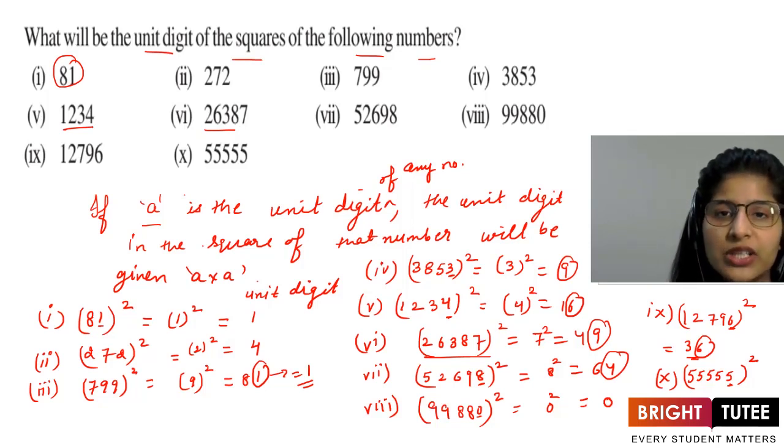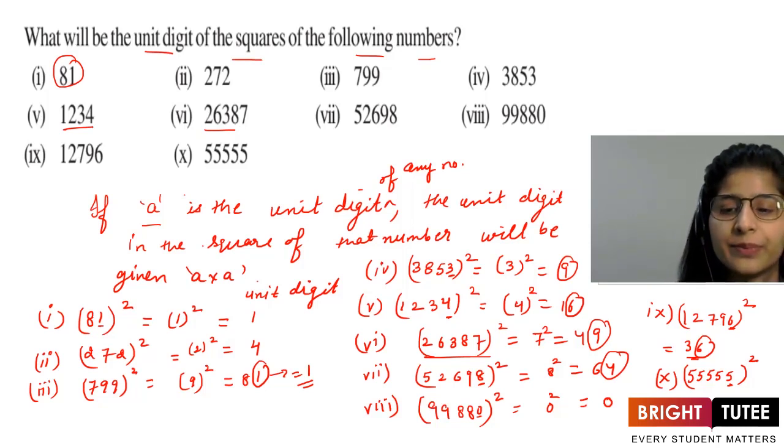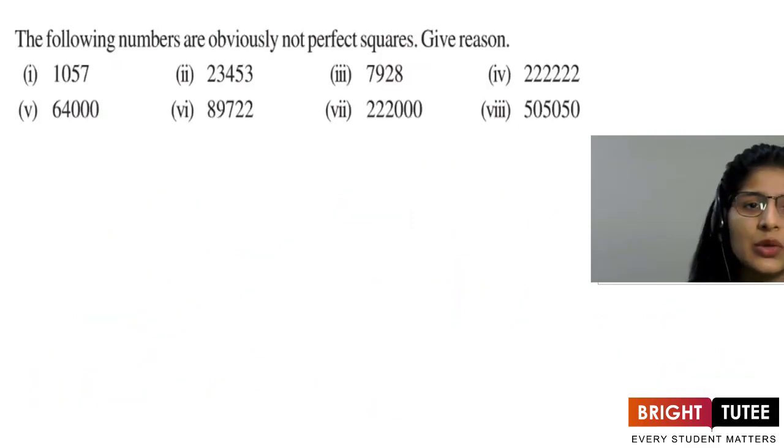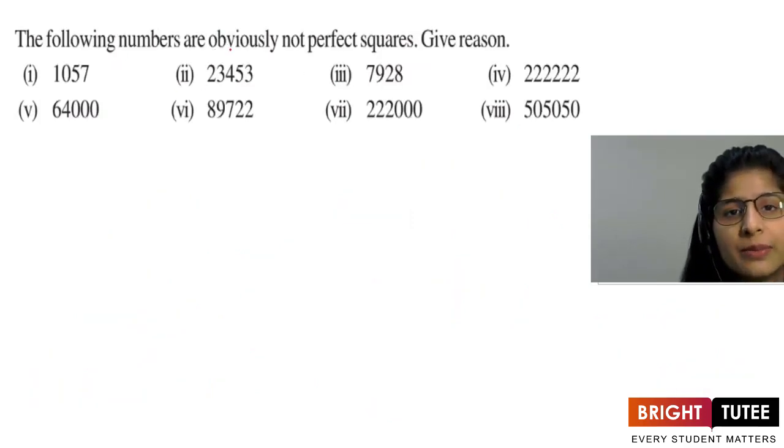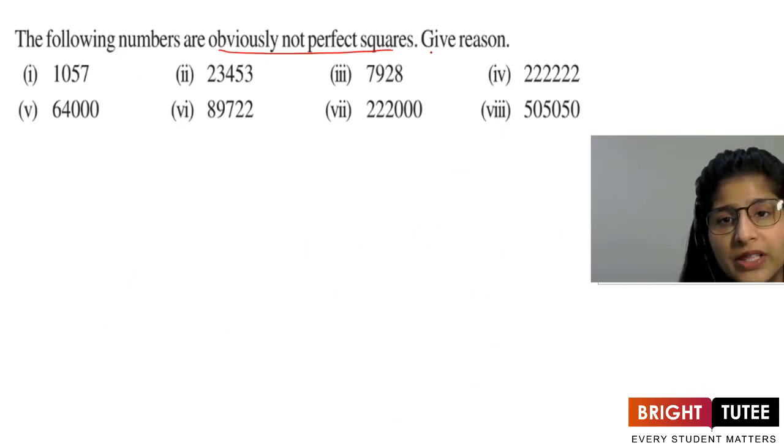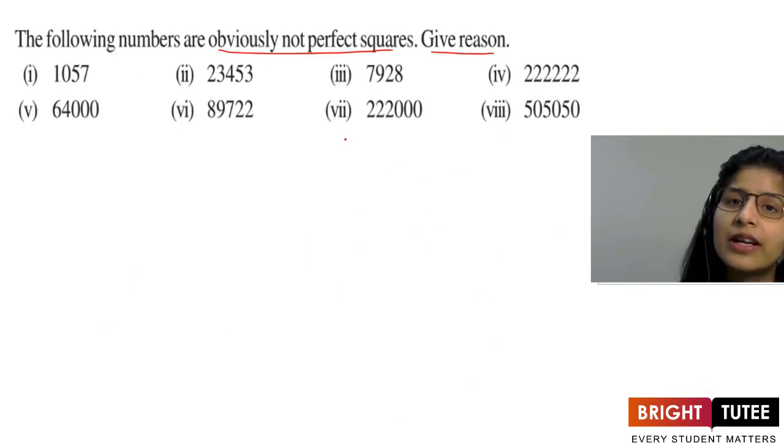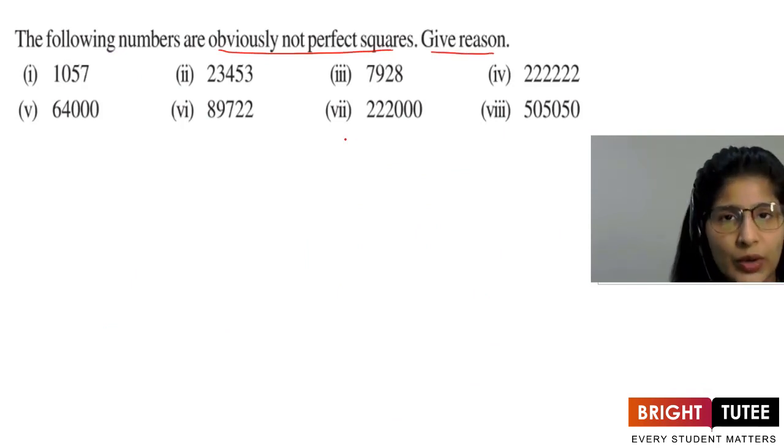I hope the question is clear. Let us move ahead. See, here is another question. They're asking: the following numbers are obviously not perfect squares, give reason. So they have already declared that these are not perfect squares, right? We have to give the reason. So how do we check what we have learnt about the property of perfect squares?